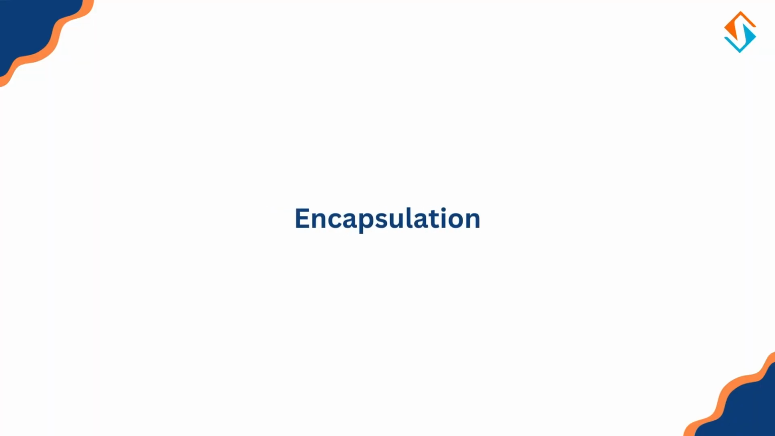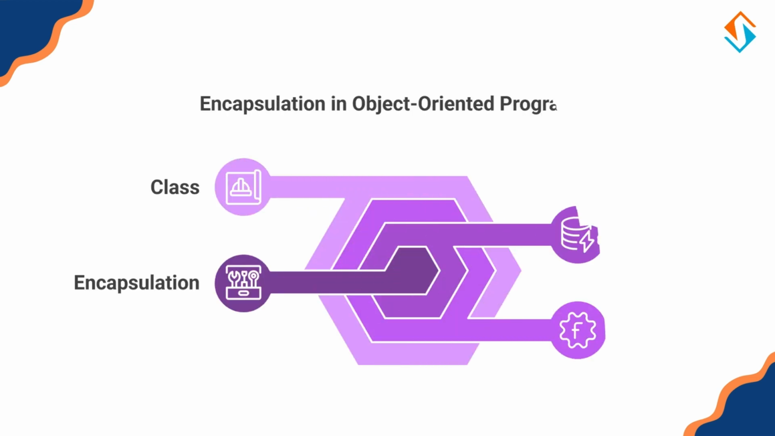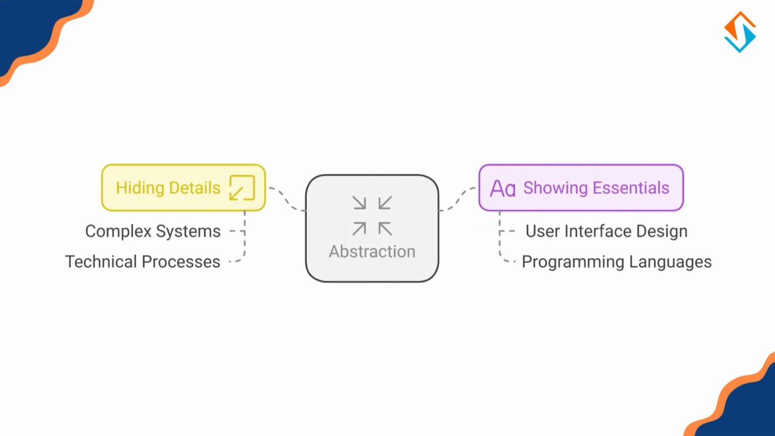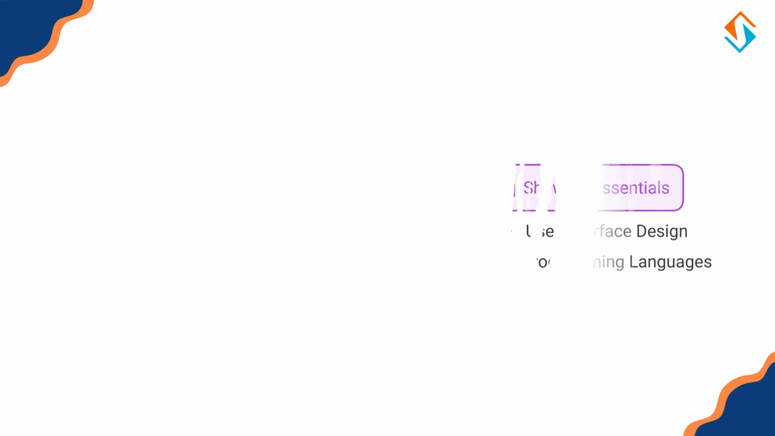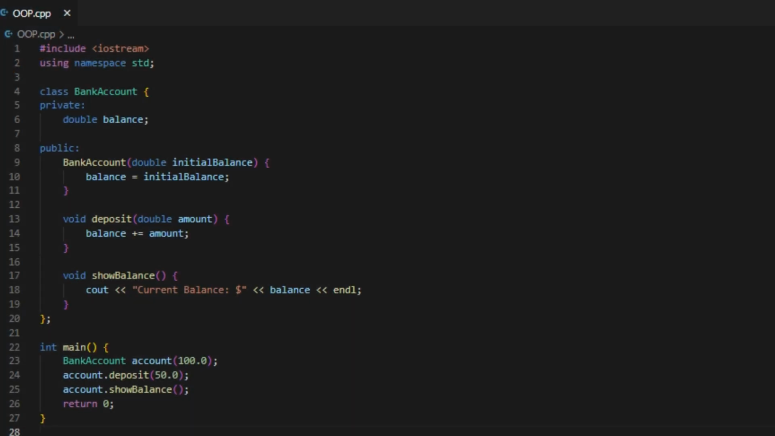Encapsulation means bundling data and functions together in one class. It's like putting all your tools in one toolbox. It keeps everything organized. Abstraction. Abstraction means hiding the messy details and showing only what's necessary. It's like driving a car. You don't need to know how the engine works to drive it.